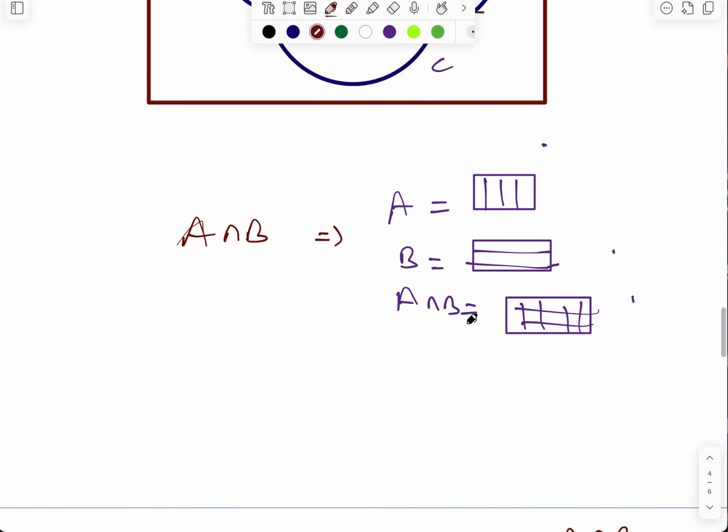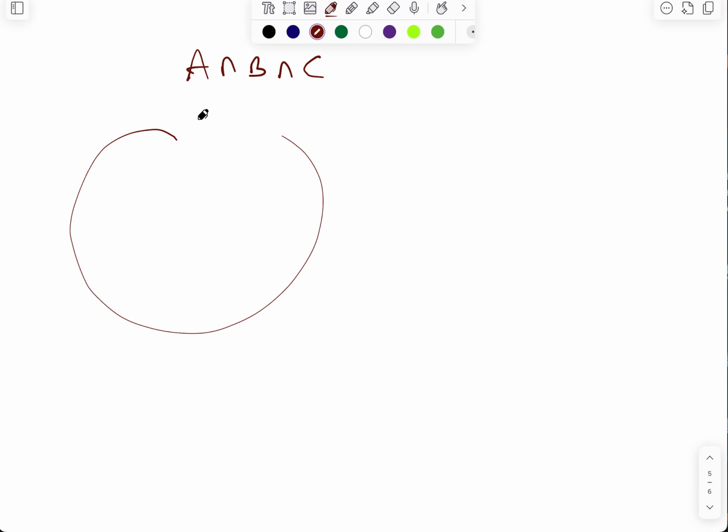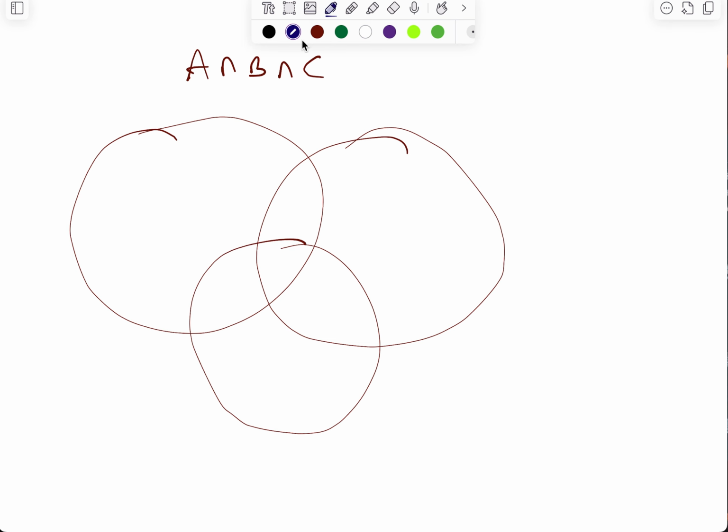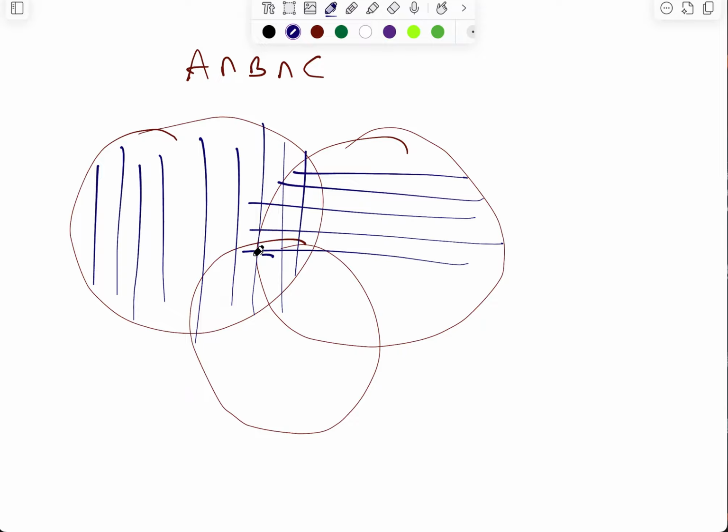I can choose another pattern for C. Let's say C can have maybe this thick thing. So if I redraw this now, I have set A, set B, and set C. This guy has the vertical. This guy has the horizontal. And this guy is to be ticked.